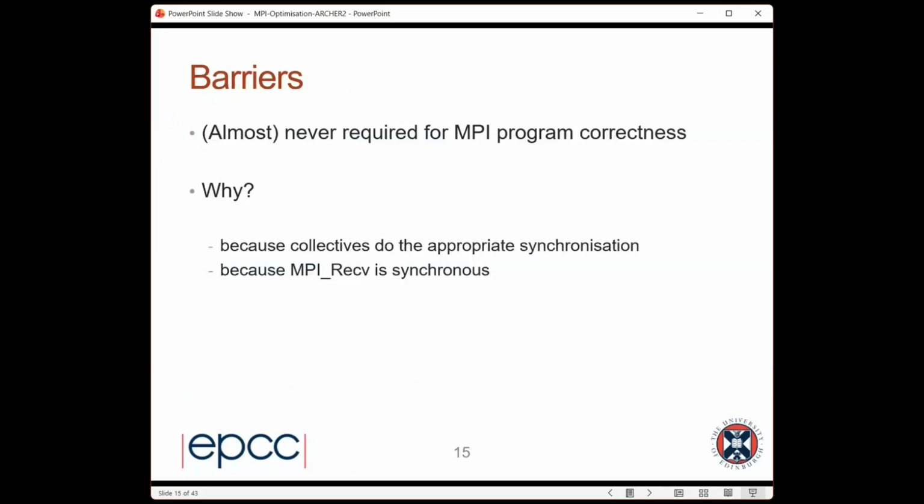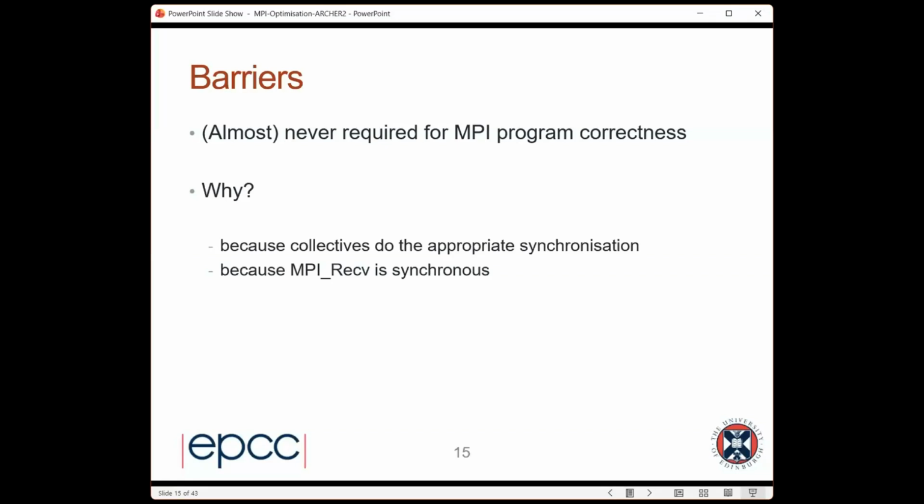This is one of my bugbears, but barriers. A lot of MPI programs have barriers in them. Barriers are, I would say, almost never required for program correctness. You can write MPI programs where they are only correct if you put a barrier in. However, they have to be incredibly contrived. So in practice, in a real MPI program, if putting a barrier into your MPI program changes it from being a correct program to a non-correct program, or the other way around, you've probably got a duff program.